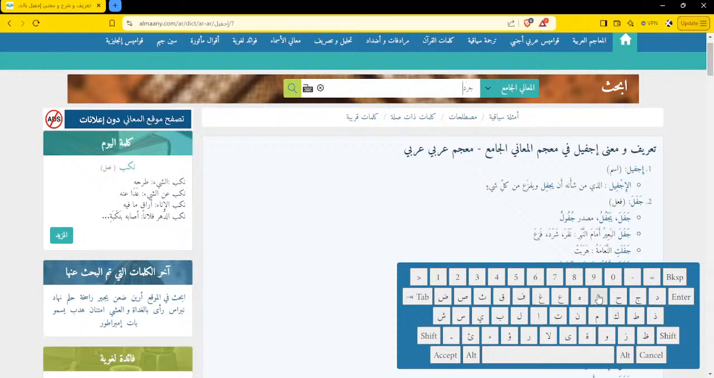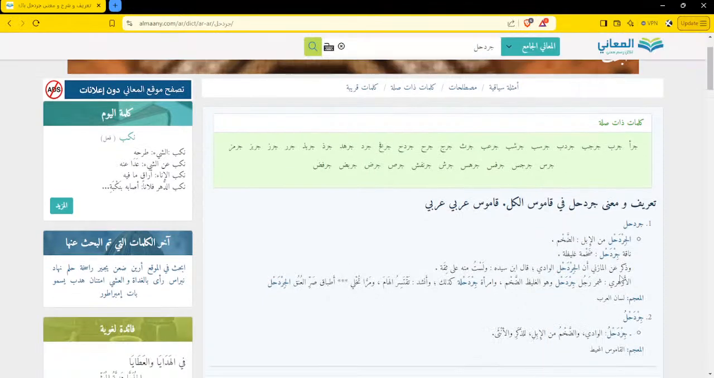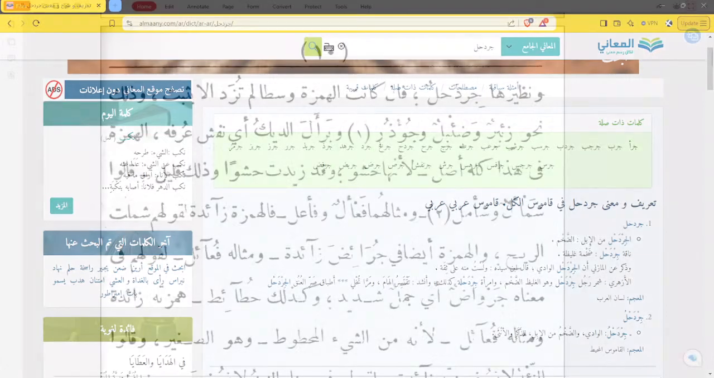Dahl. It's possible it won't be in this dictionary because this is more of a modern kind of... Oh yes, subhanallah. الجردحل من الإبل الضخم. ضخمة غليظة. It's a hefty إبل, a hefty camel. It's called a جردحل. Maybe he didn't bring it in the hashia because this should be clear for the reader.